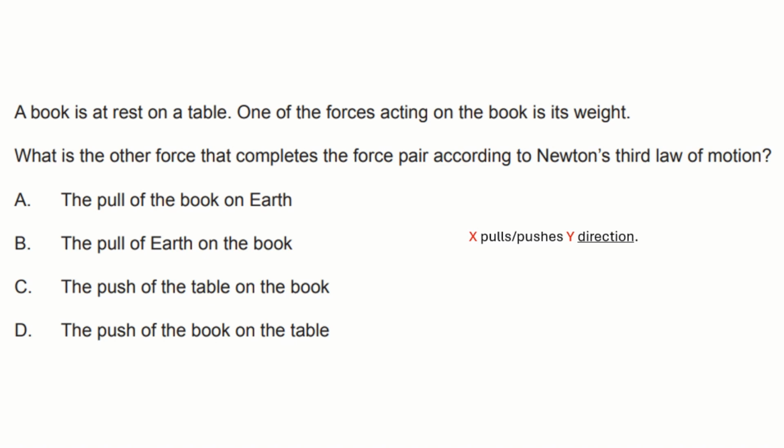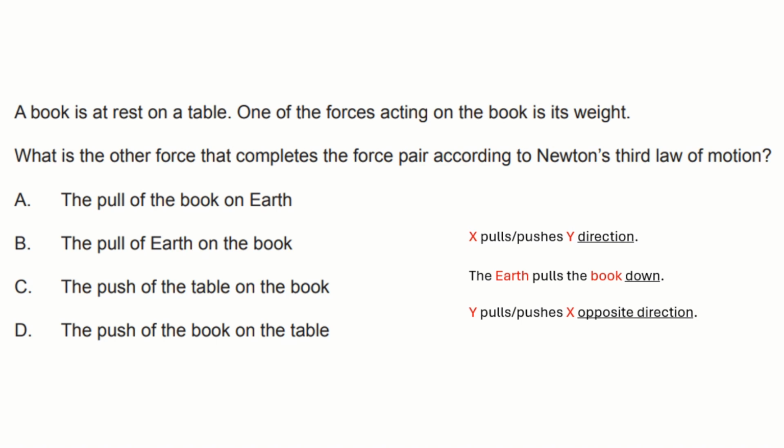If we take this example, we've got the Earth, which is one of my objects, pulls the book, the other object, downwards. So X here is the Earth, Y is the book, and the direction here is down. Now, in the case of the other force pair, well, all we have to do is reverse those objects. Okay, we're going to switch X and Y, and we're going to change the direction. So the general form for the second force is simply Y pushes or pulls X in the opposite direction.